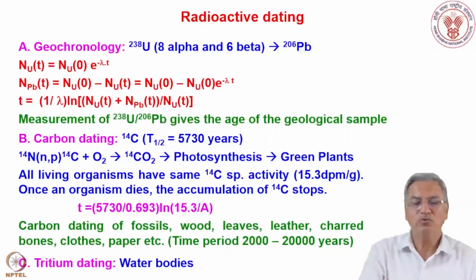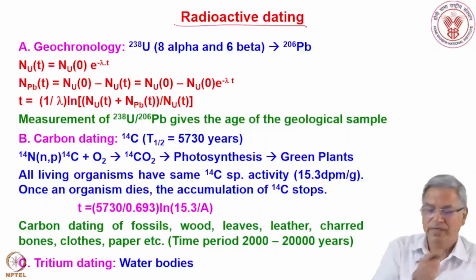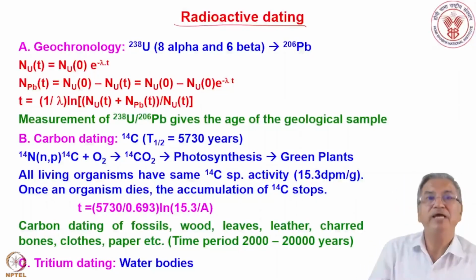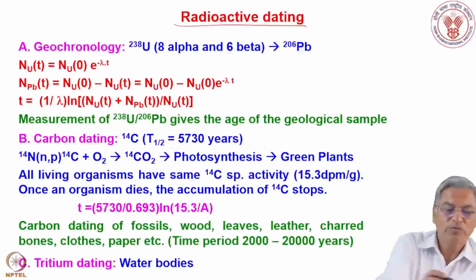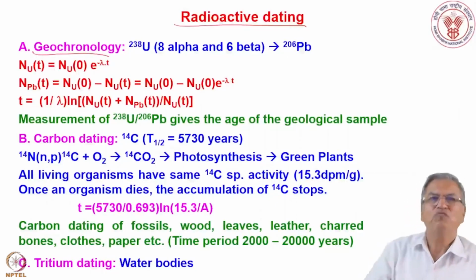And lastly, I want to tell you the applications of radioactive tracers used in dating. Dating means finding out the age of an object. One of the objects, for example, is rocks, geochronology. So you want to find out when that particular rock was formed.